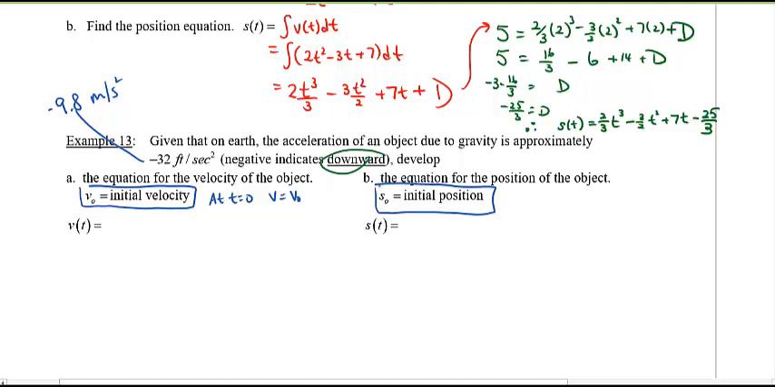Okay? I don't think I need to do this with you, because it's pretty much the same thing as the previous example. So once again, you try, and then come back and check. Okay? Press pause right now, please, and do the work yourself.